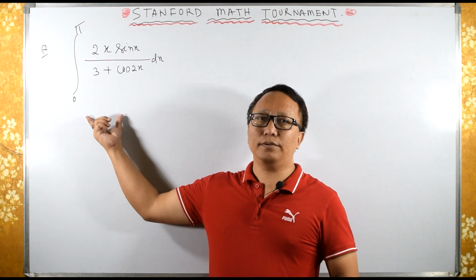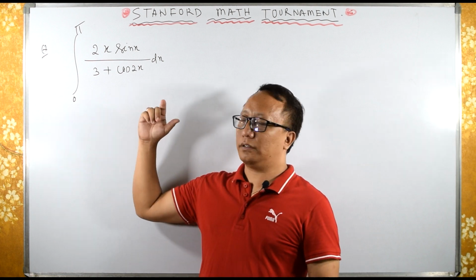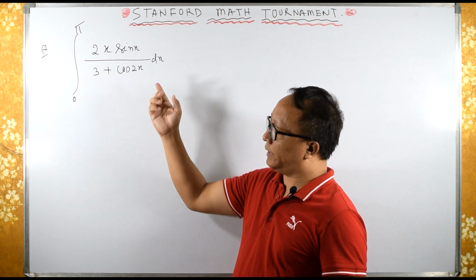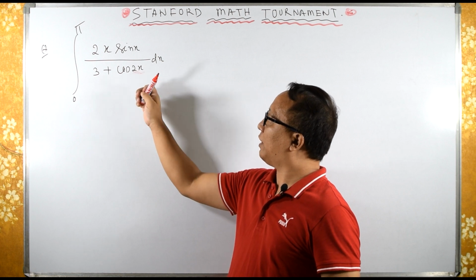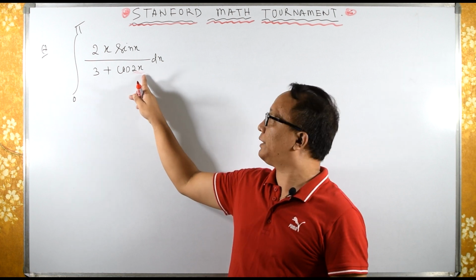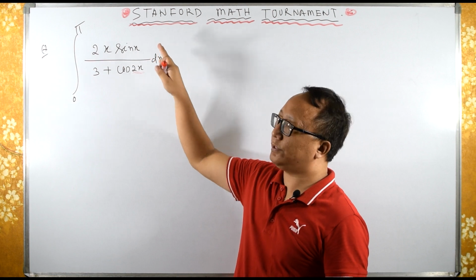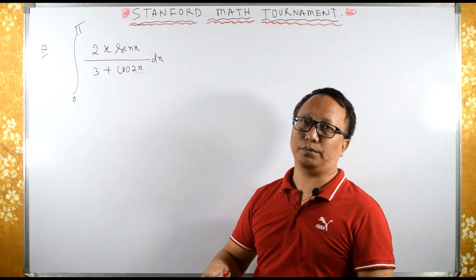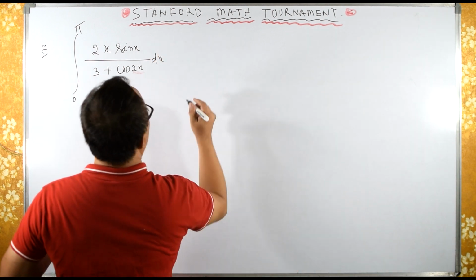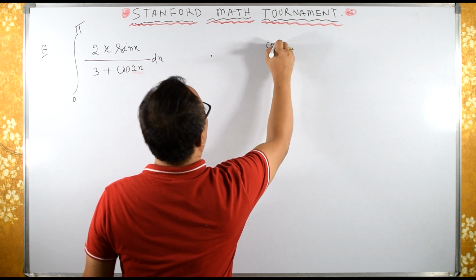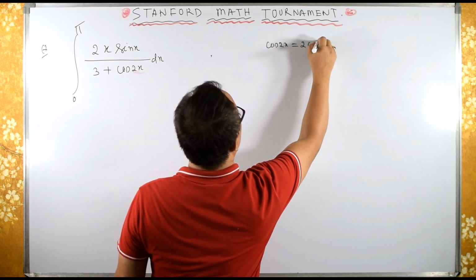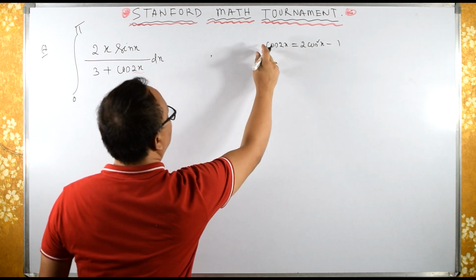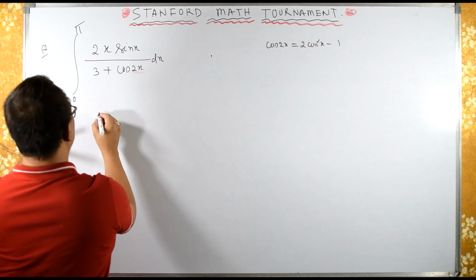This integral can be solved many ways. Now what I will do is I will break this angle over here. Here you can see cos of 2x. So I will break this cos 2x and then I will substitute cos x equals u. Let's see. Now we have cos of 2x equals 2 cos square x minus 1. This we have as a formula. Now let's substitute over here.